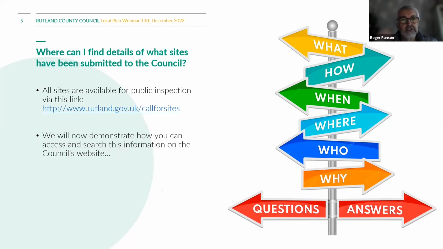So the data before you is very much the raw data, and that's available for public inspection through the link there, www.rutland.gov.uk/call4sites. And what I'll do now, if I can, is stop sharing my screen, and I'll get Rachel to take you through how you can access that information and exactly what's on, and then we'll come back and pick up those other issues as we're going along.